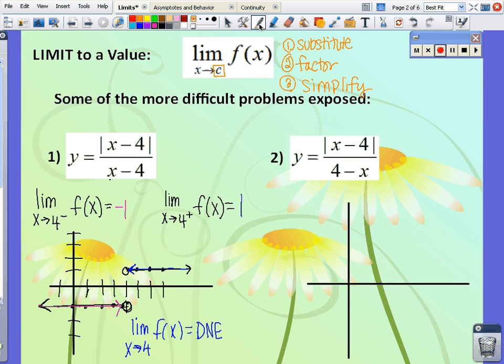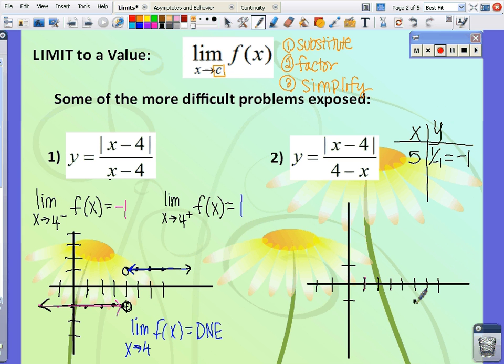Okay, so looking at this guy, let me put this back in black. 1, 2, 3, 4, 5, 6, 7. Okay, so at 4, again, we know it's going to be undefined. But if I put 5 in here, I'm actually going to show the table right here. If I put 5 in, the top would be 1, and then the bottom would be negative 1. So you actually get negative 1.